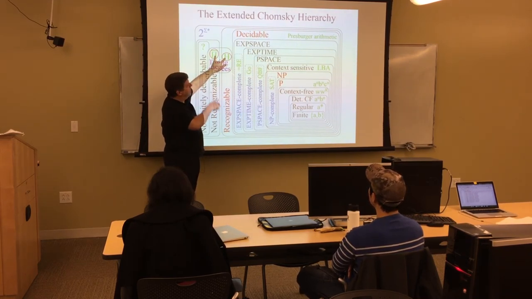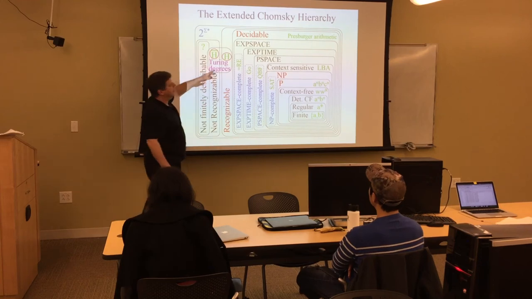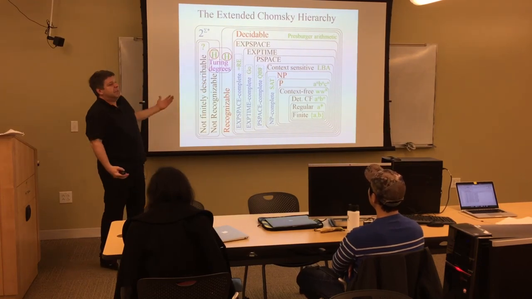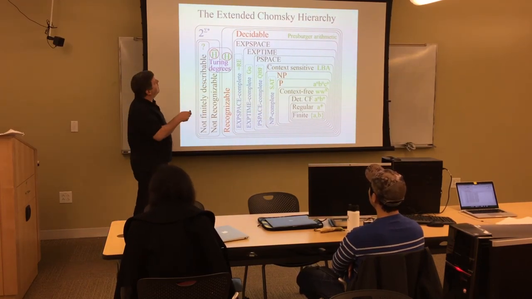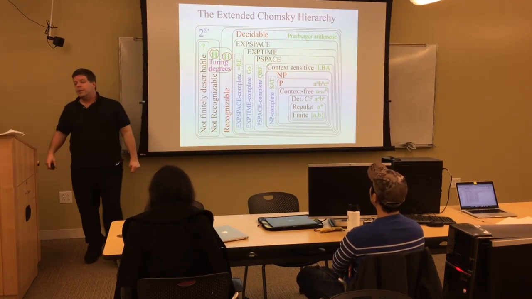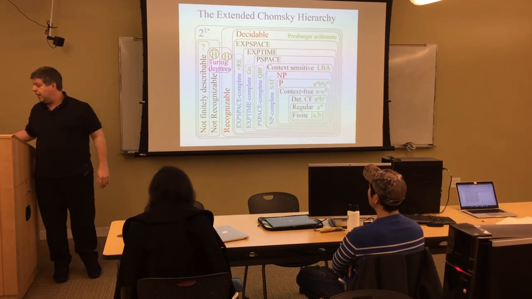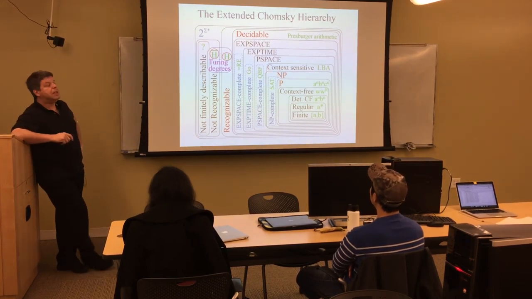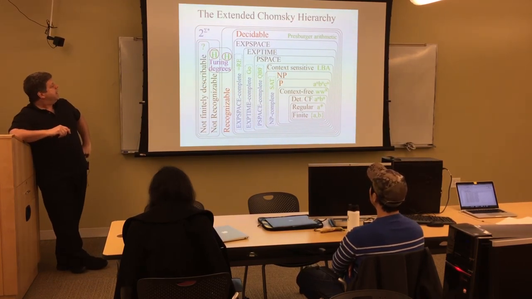It's so far way out there that it's hard to even describe how far out they are. They're impossible to solve algorithmically. Right? Everything in the decidable circle, there's algorithms for. Not necessarily efficient algorithms, but algorithms nevertheless. Everything outside the decidable circle, there's no algorithms for. Right?